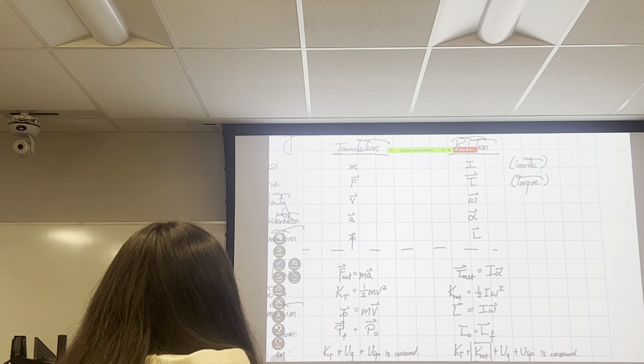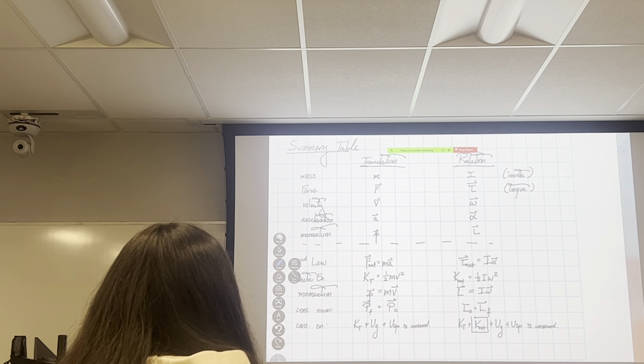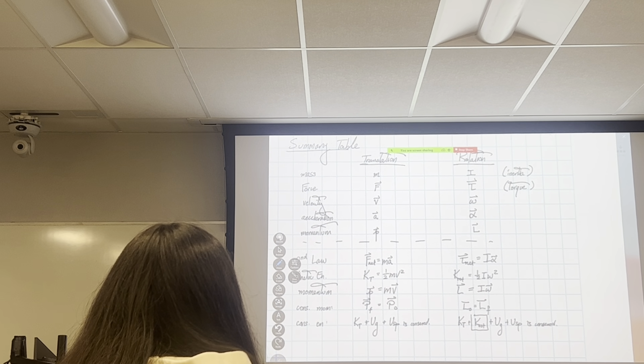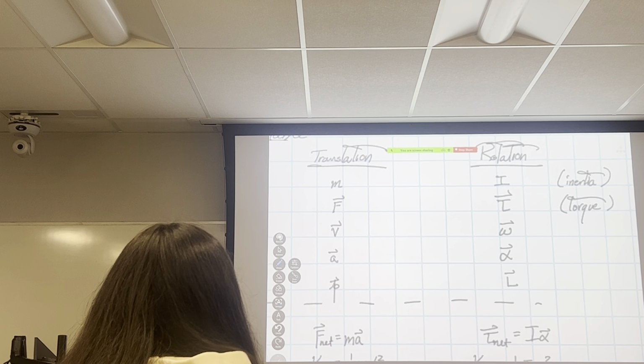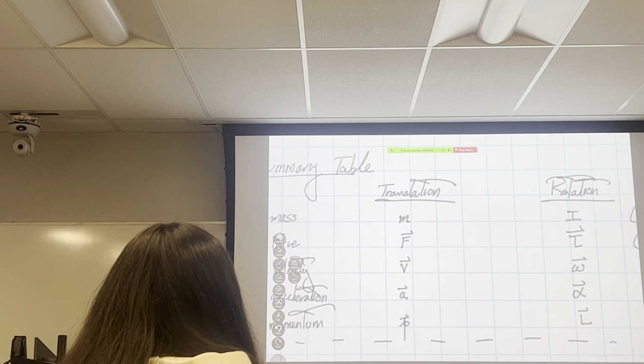But one of the reasons why rotation is actually very difficult is because you actually have to do a few things before you can even do the calculations. For example, in translation, once you're given mass, you just use it, right?